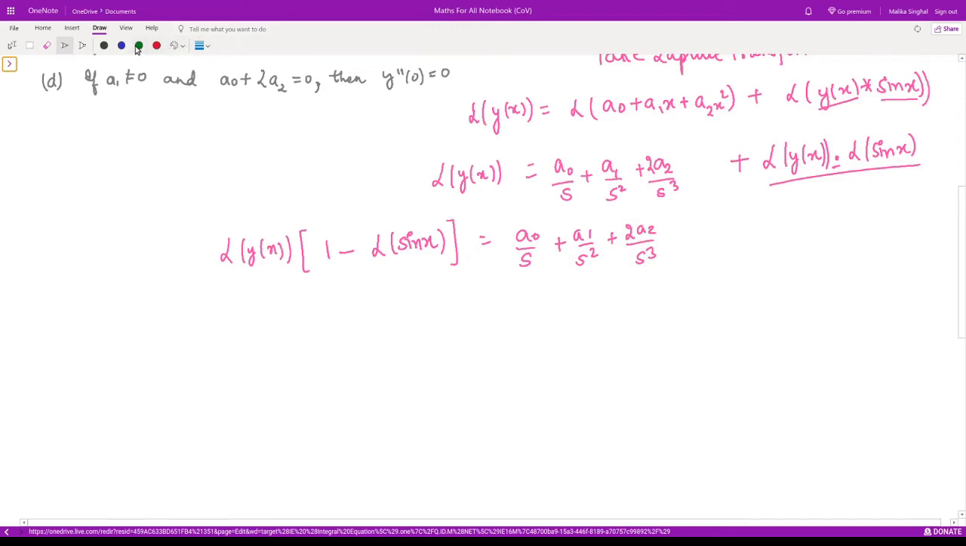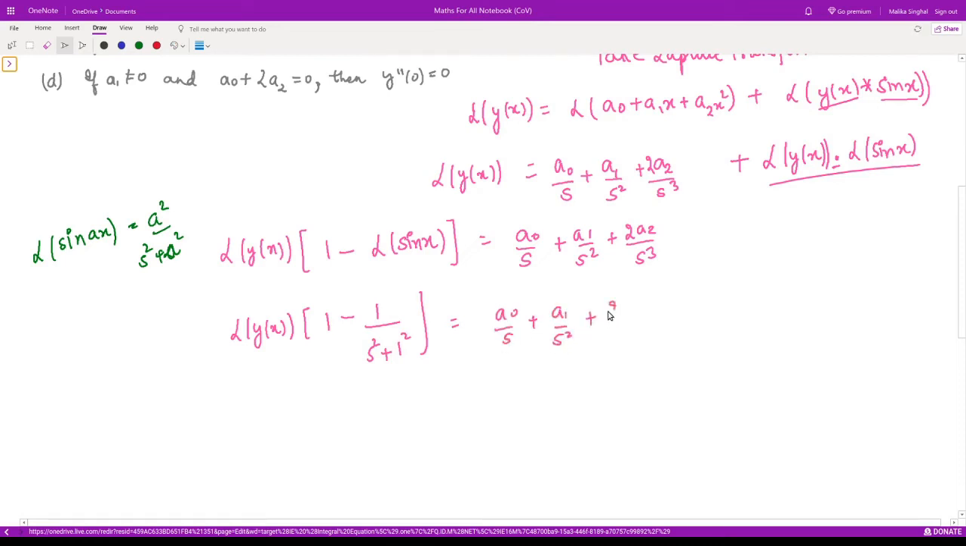The Laplace of sine of ax is simply equal to a divided by s square plus a square, right? What is a here? It is equal to 1. So it would become Laplace of y of x multiplied by 1 minus 1 square, that would be 1, s square plus 1 square, right? That is equal to a0 by s plus a1 by s square plus 2a2 by s cube, right?